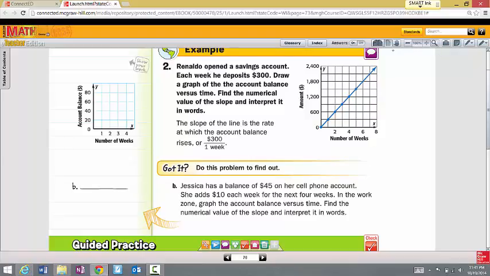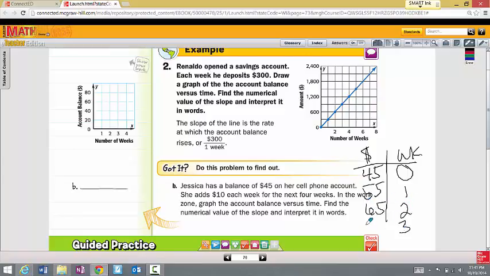The first thing you should do is create a table to organize your data. Okay, so she has a balance of $45 in her cell phone account. So there's the money, and then you have the weeks. So in 0 weeks, she has $45 because that's what she starts with. And then in the first week, then it'll be $55 because she adds 10. In the second week, it'll be $65. And then in the third week, it would be $75, and then it would keep going.